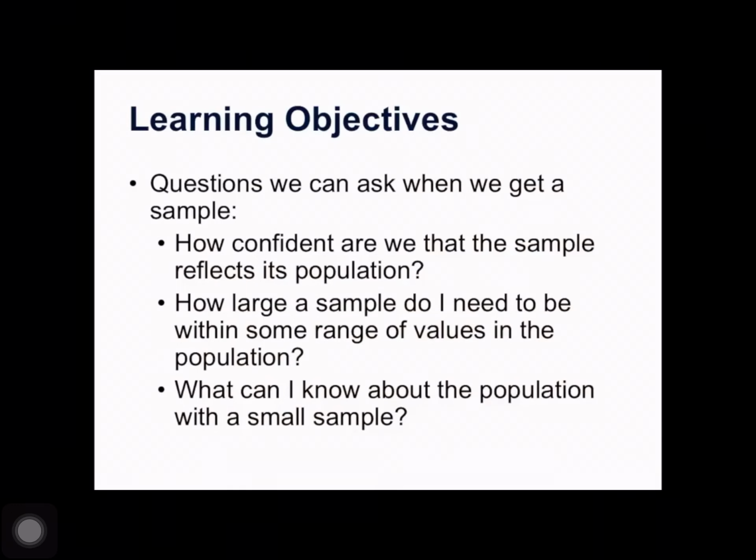How large of a sample might you need within some range of values to represent that population? And how can I know about the population with a small sample? We'll try to address each of these.